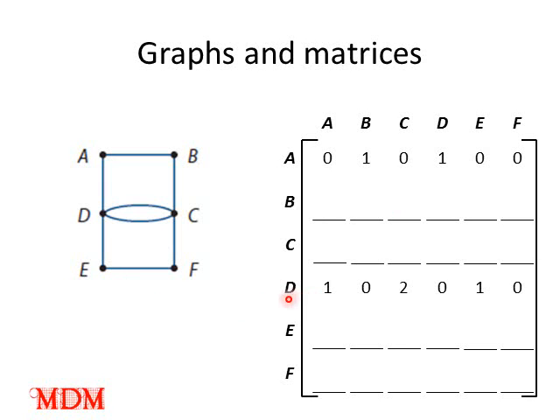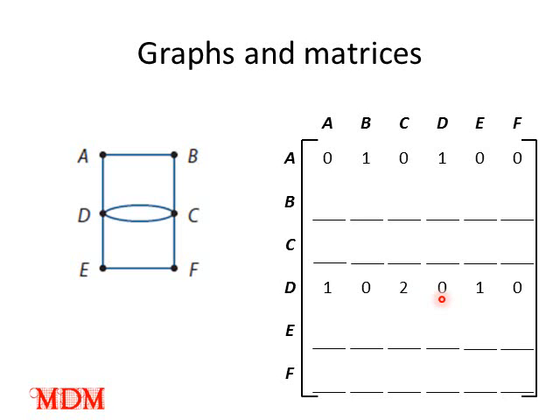Now if we look at the row that has D as the vertex being referenced, we have the entries 1, 0, 2, 0, 1, 0. Again, we know that A and D have 1 direct connection. D and B are not directly connected at all. And with D and C, we have 2 edges that connect those vertices.